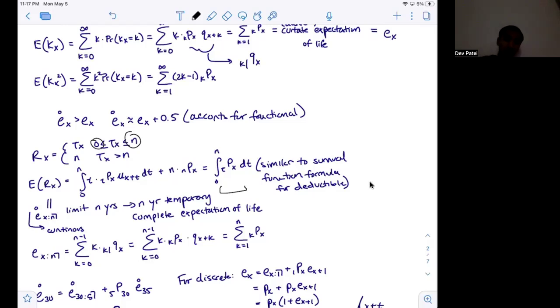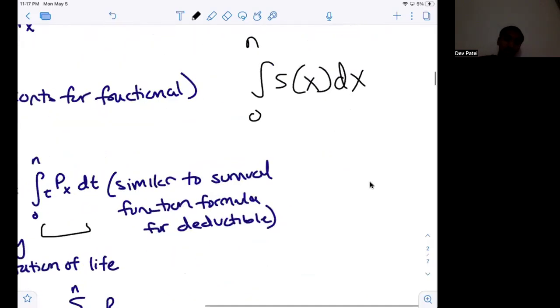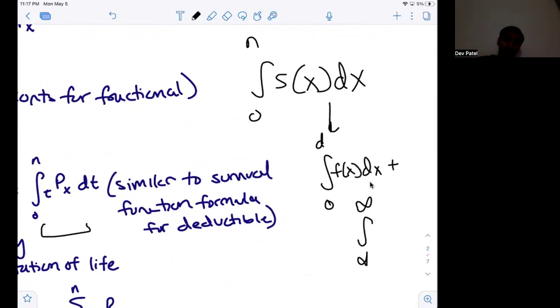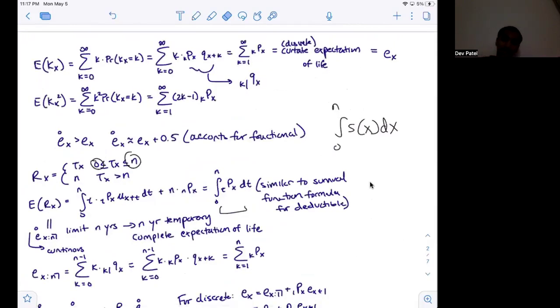If you recall, that was 0 to n of the survival function of x dx, where we have some deductible d, from 0 to, let's say, some deductible d. This is the client portion. But then after we get to d to infinity, that just stays at d. So that's the representation of the client payment. That simplifies down to the integral of the survival function. That is the exact same concept and idea here.